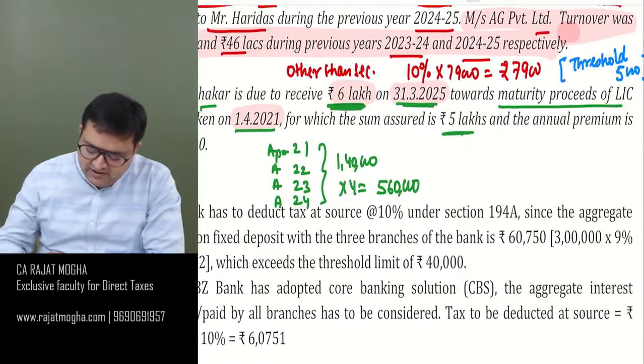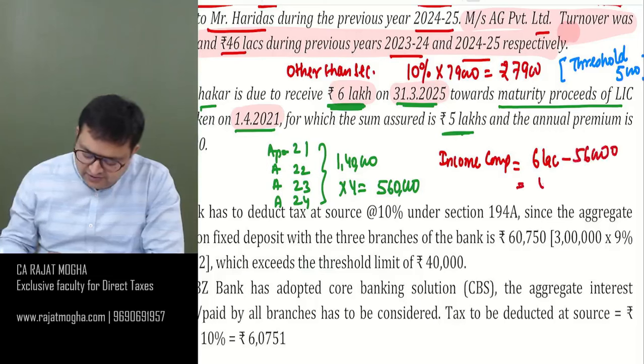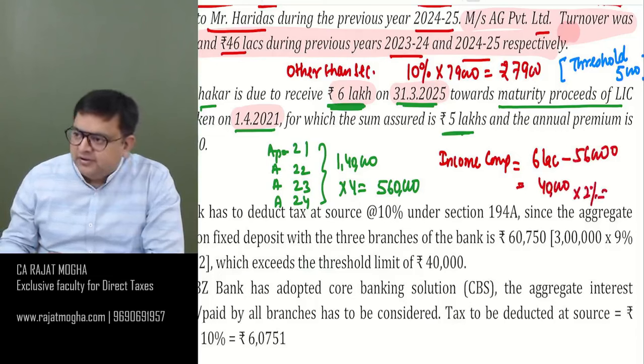Now how much is the income component? Six lakh, whatever the amount you are receiving, minus 5,60,000. 40,000 is the income component. TDS would be 2%, which is 800 rupees. Please write it.